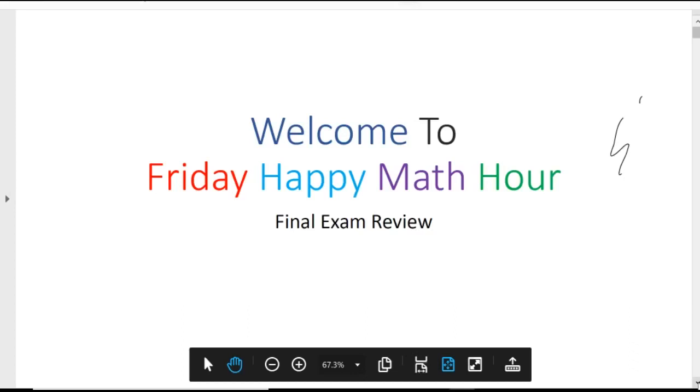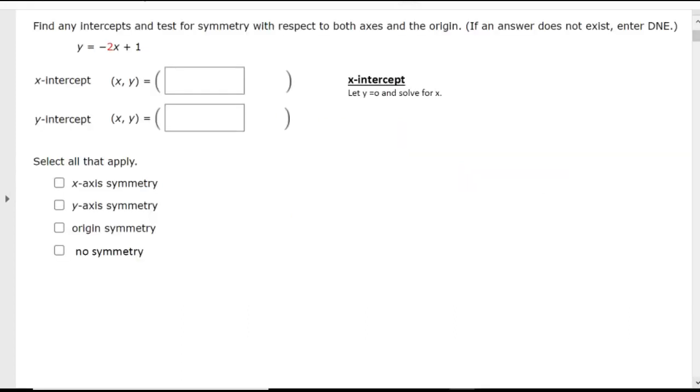This is our review for the final exam. First, we're going to find any intercepts and test for symmetry with respect to both axes and the origin. In order to find the x-intercept, we need to let y equal 0 and solve for x.